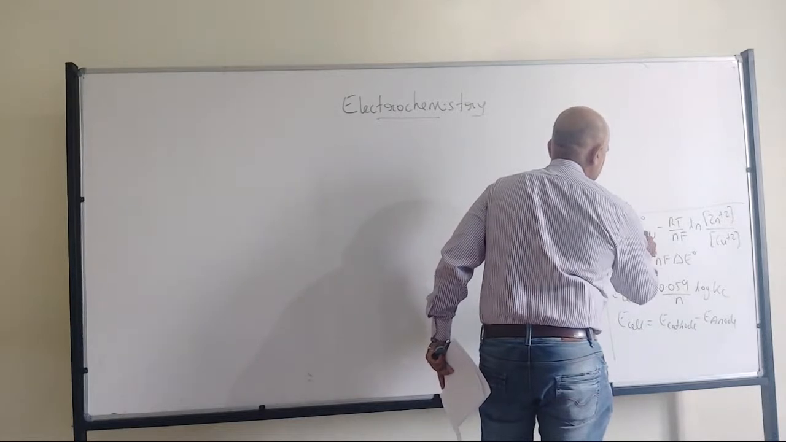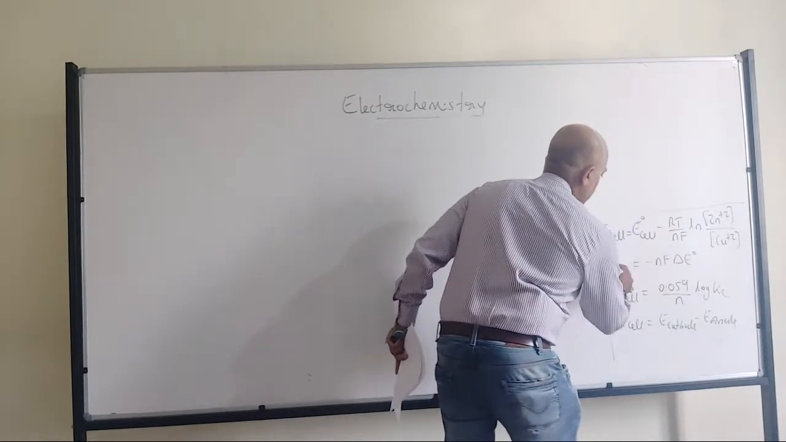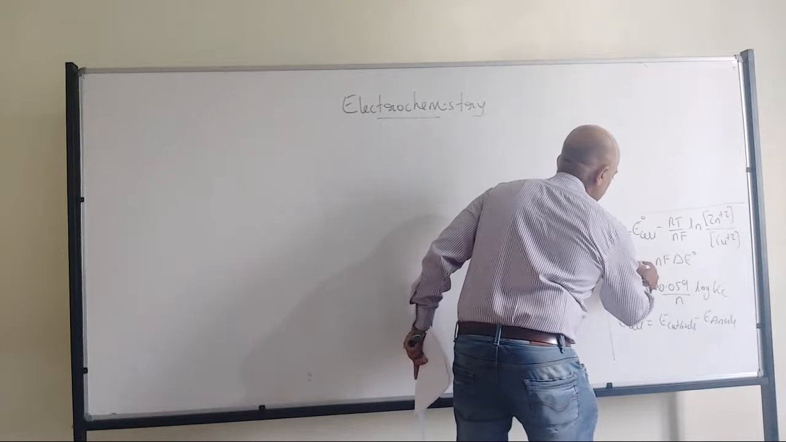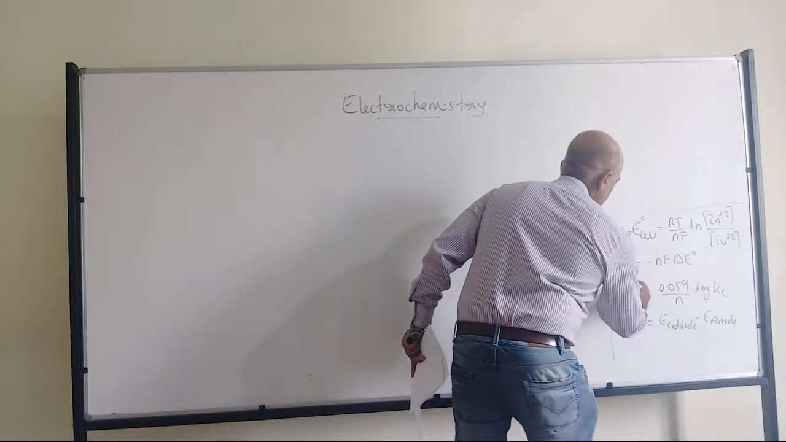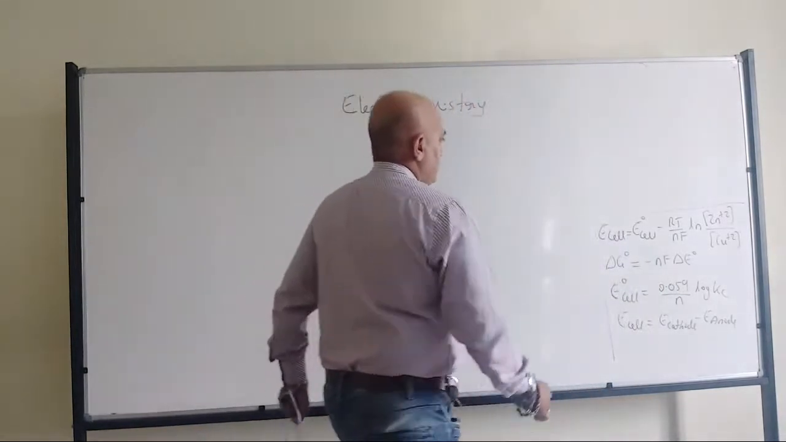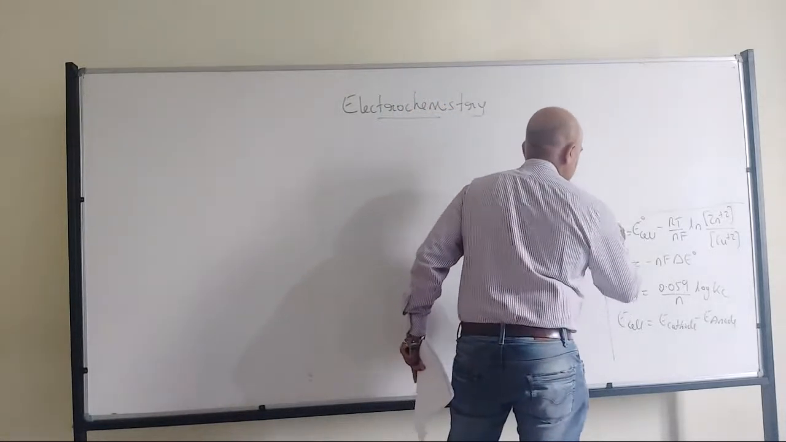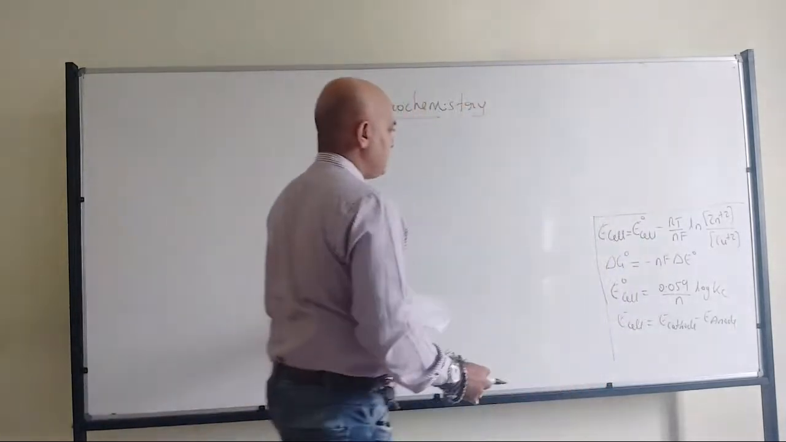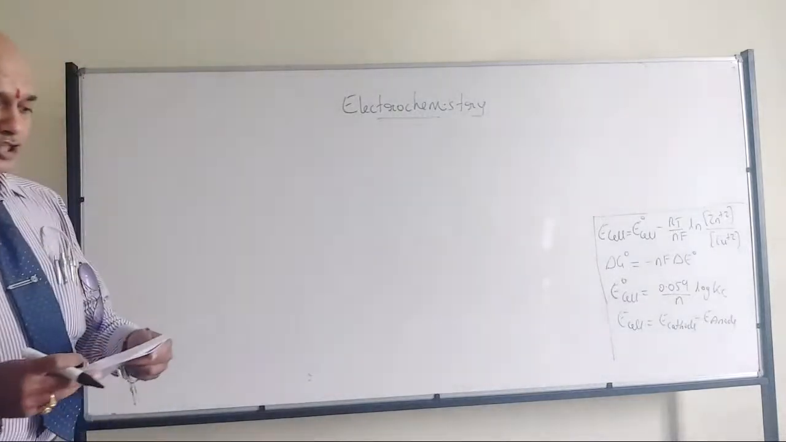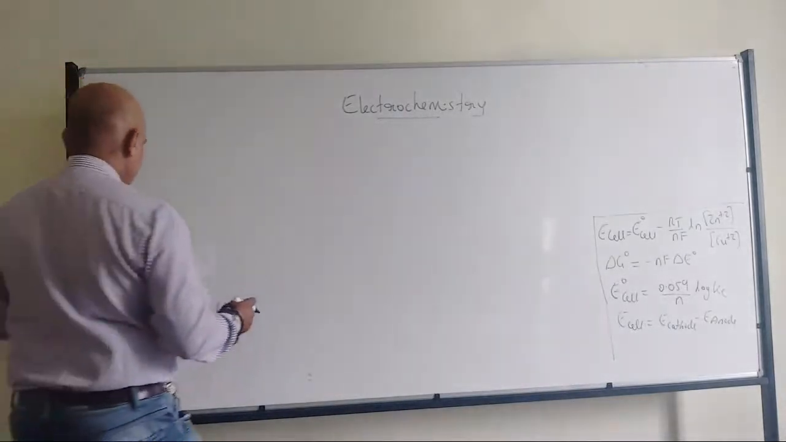So E cell is equal to delta G naught. Now, based on these 4 equations only, one particular thing we solved. Now the question can be another one.